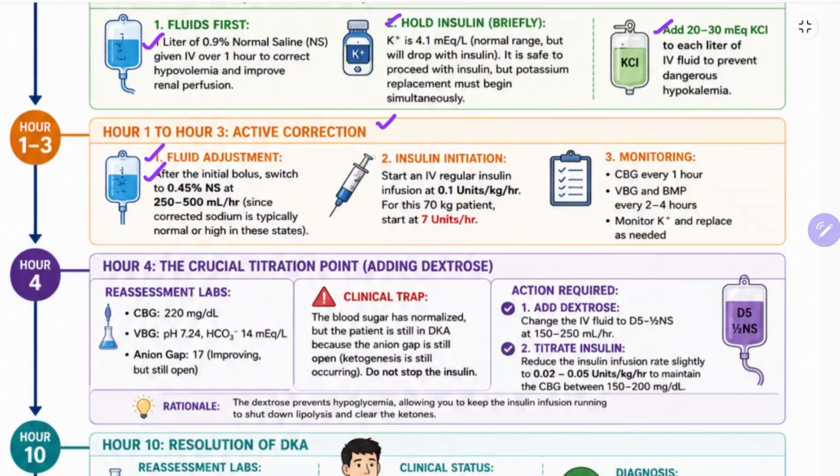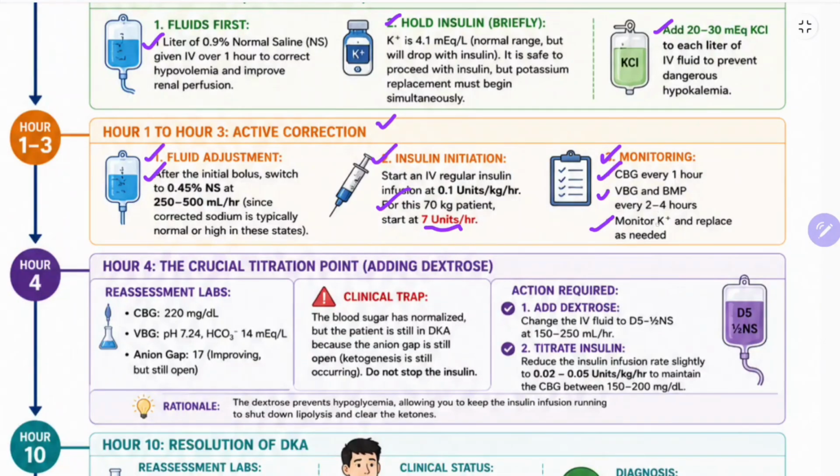Okay. Insulin initiation. After 1 hour we are starting insulin. IV regular insulin infusion at 0.1 units per kg per hour. For this 70 kg patient, start at 7 units per hour. Okay. Monitoring. So monitor blood glucose every hour, monitor VBG and basic metabolic panel every 2 hours, monitor potassium and replace as needed.